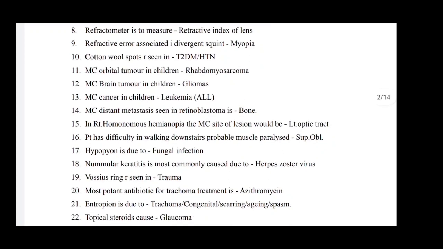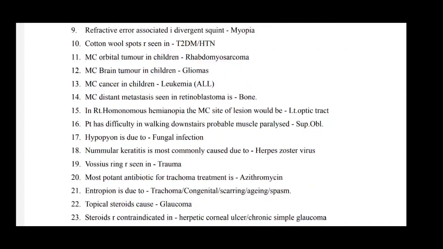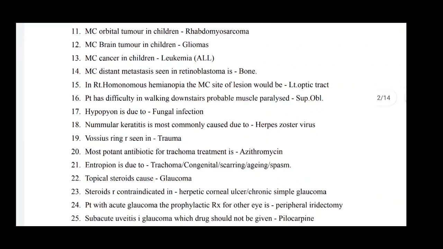Most common orbital tumor in children is rhabdomyosarcoma. Most common brain tumor in children, glioma. Most common cancer in children is leukemia, ALL, acute lymphoid leukemia. Most common distant metastasis seen in retinoblastoma is bone.